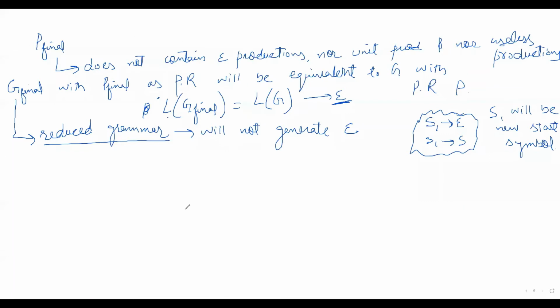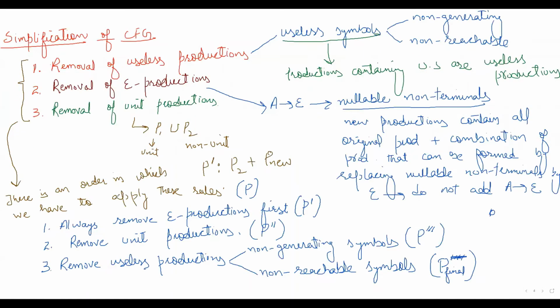So with this, we have completed the simplification of context-free grammars. You have to remember, always apply the first rule first, remove epsilon productions, then apply the second rule, that is remove unit productions, then remove useless productions. So this order is to be maintained. Otherwise, you won't get a simplified grammar.